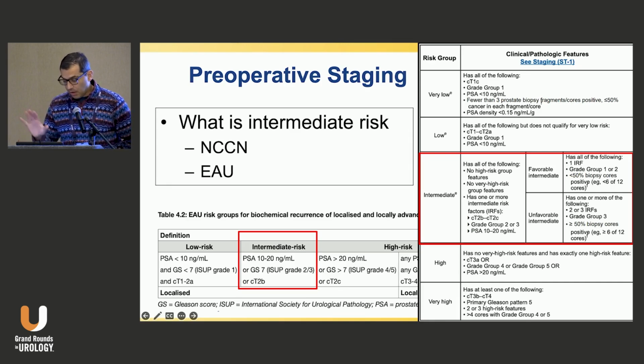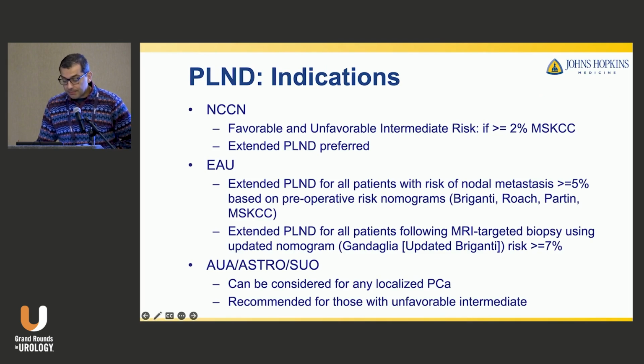And so just a call out to understand how we classify or stage prostate cancer in these risk categories. The recommendations from the various societies are somewhat variable. The NCCN would say that for favorable and unfavorable intermediate risk disease, you would do a nomogram, in this case the Memorial Sloan Kettering nomogram, and if the probability of harboring positive lymph nodes is greater than 2%, they would say that extended pelvic lymphadenectomy is preferred.